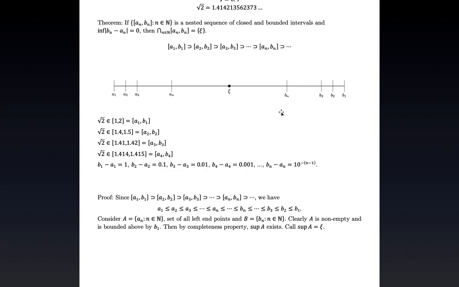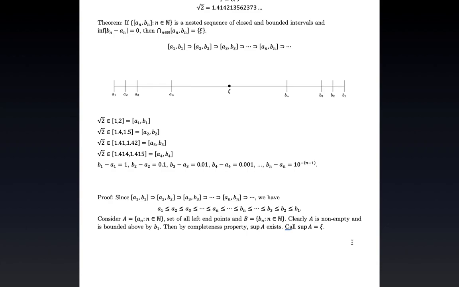Similarly, we could have done the same thing using the BNs. The set of all the right endpoints B is bounded below, and hence the infimum would exist. Choose the infimum of all the B's as your xi, and that would serve as well in this proof. So by the completeness property, the supremum of A exists, call it xi.